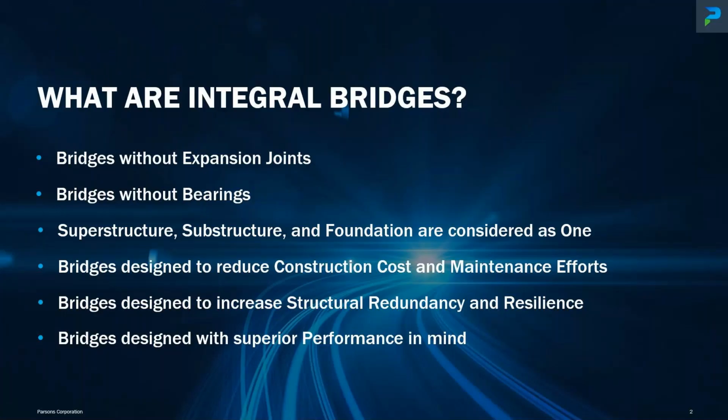Before we get to the agenda of this presentation, I would like to define what I understand under integral bridges. Integral bridges are bridges without expansion joints and bearings. And hereby the superstructure, substructure, and the foundation need to be considered as one. Those bridges are specifically designed to reduce construction costs and maintenance efforts. They show an increased structural redundancy and resilience because they don't have the bearings and joints. And as a designer, you have a superior performance in mind when you go the extra mile to design integral bridges. And I will talk about this more later.